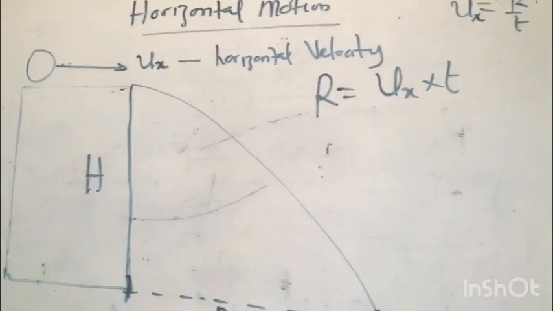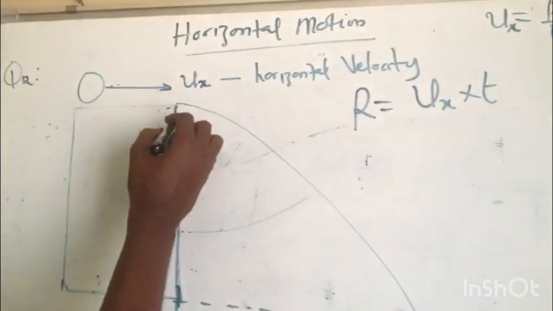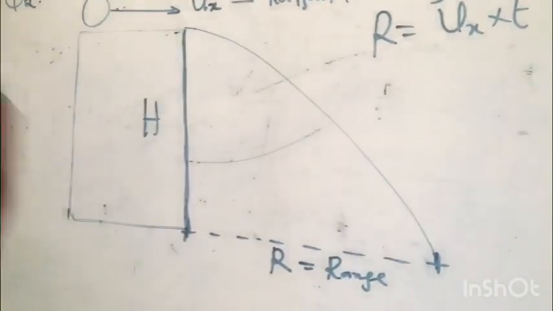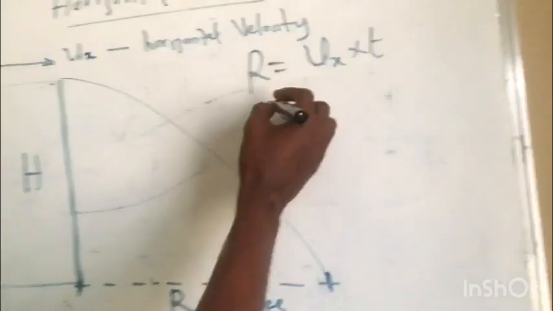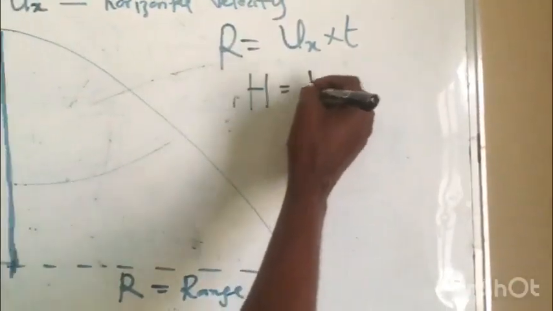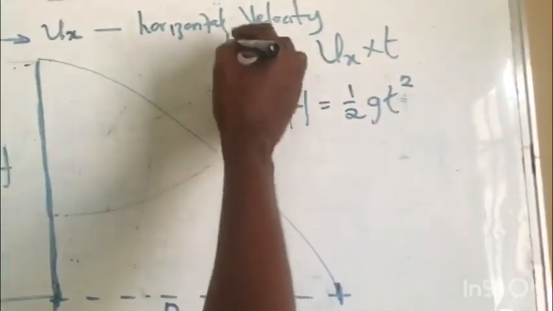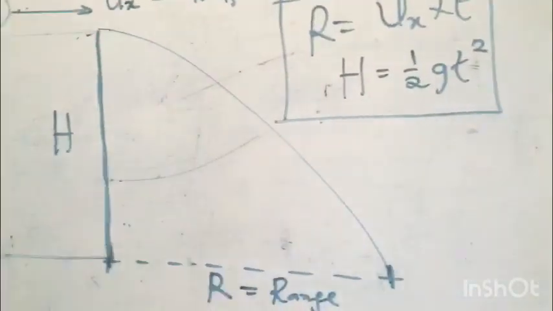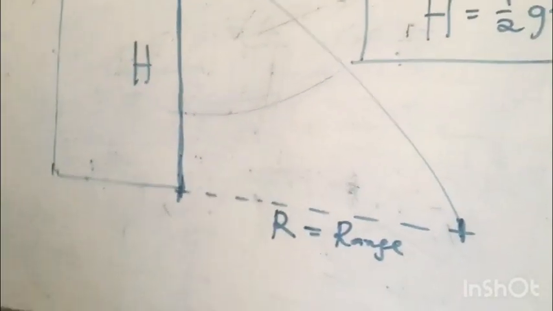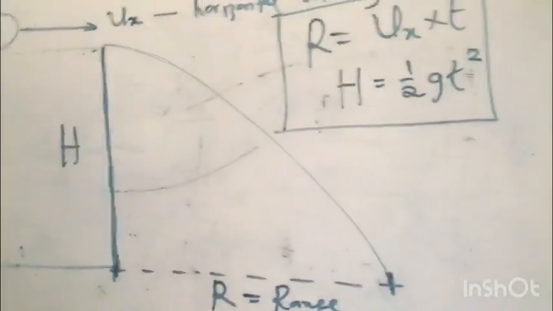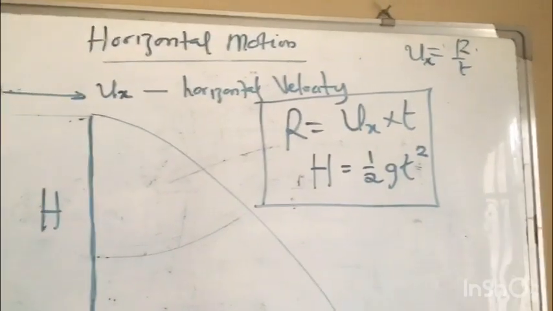Horizontal velocity times time. And the height of this tower, don't forget, this thing is coming down, downward motion. Do we still remember from our downward motion that h equals half gt squared? So these are the two key formulas you have under what we call your horizontal motion. For every horizontal motion, these formulas are able to tackle it.